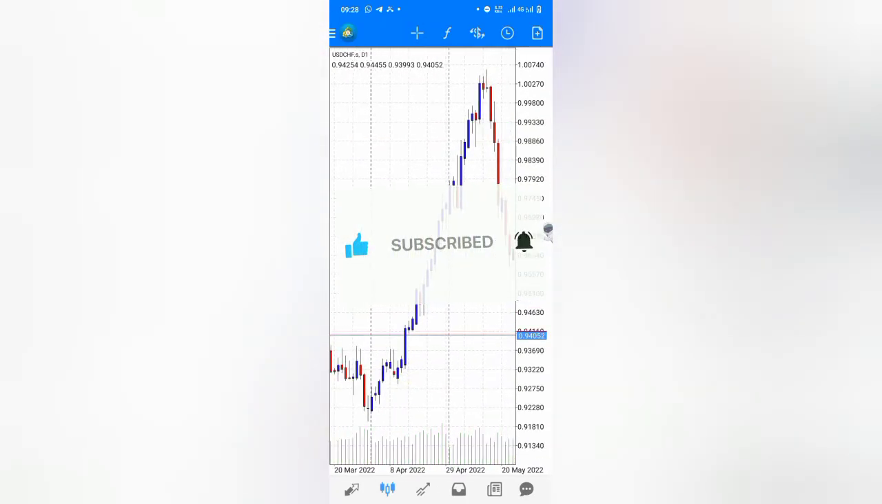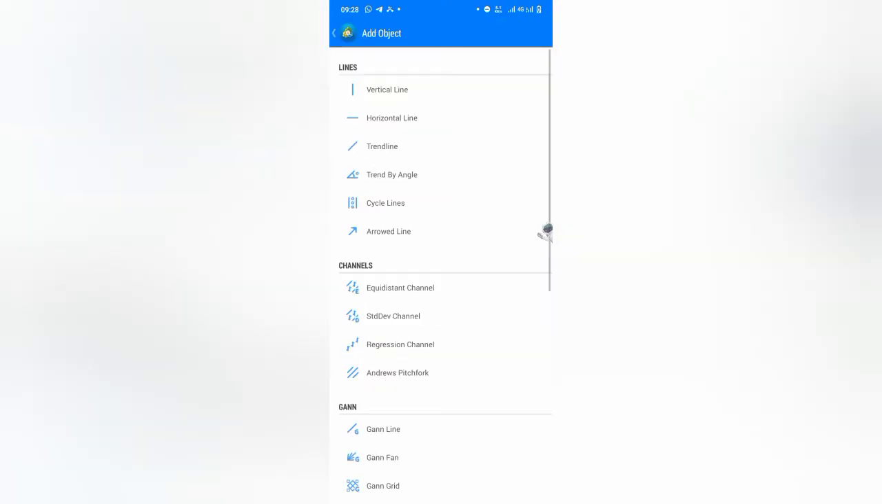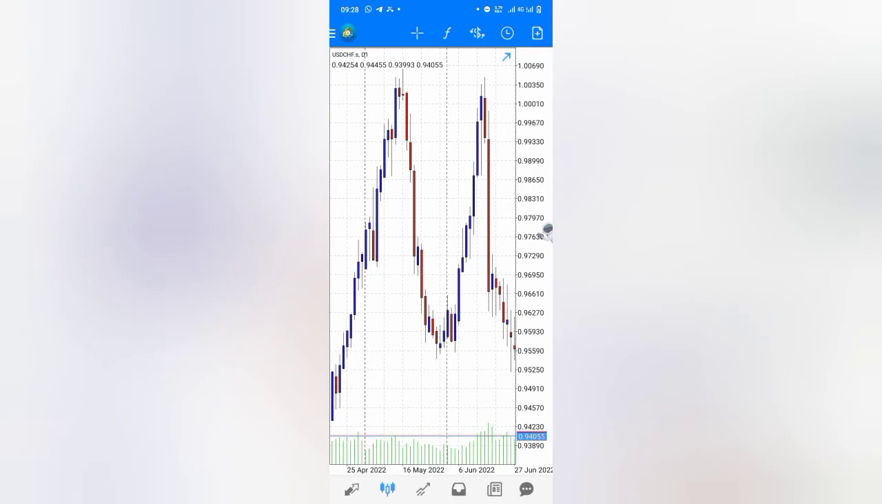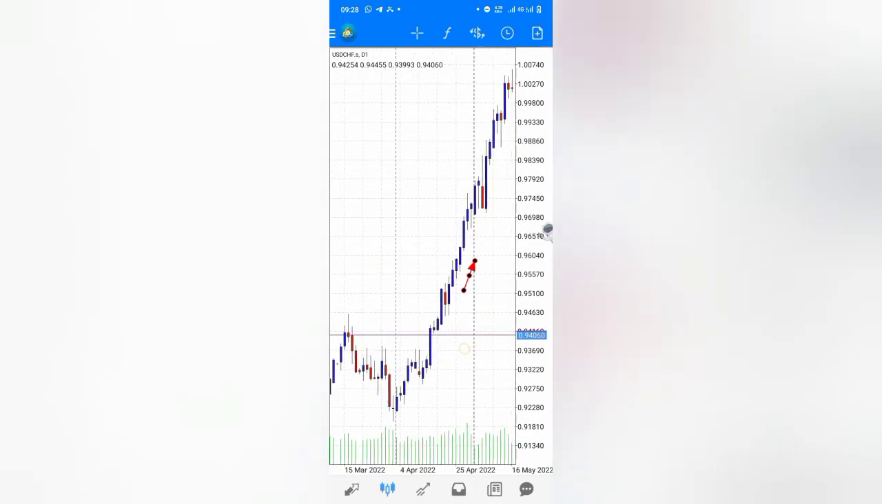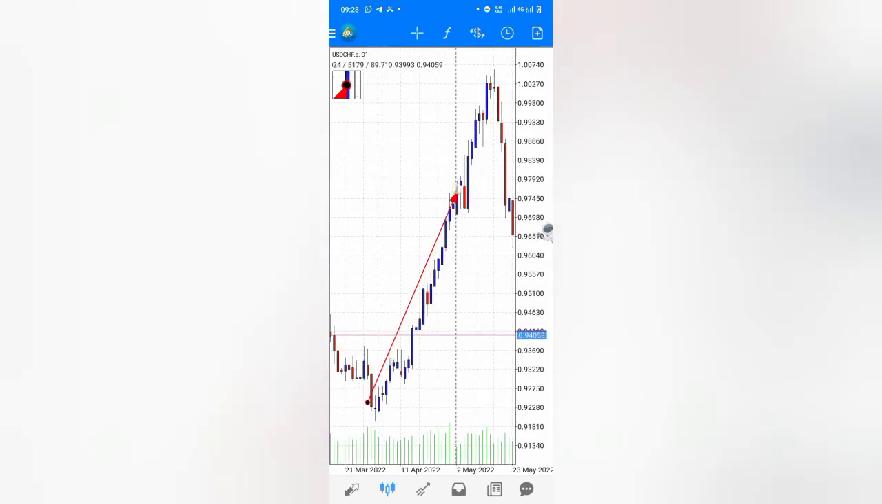So this is a very clear trend. It's a trend, as you can see on my chart. This is another trend. This is an uptrend. The market is making it very easy.